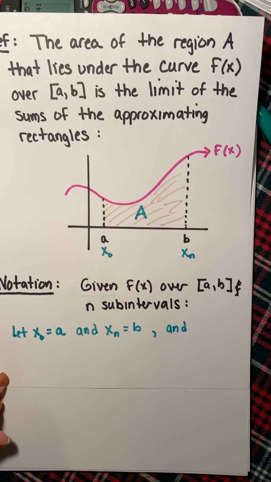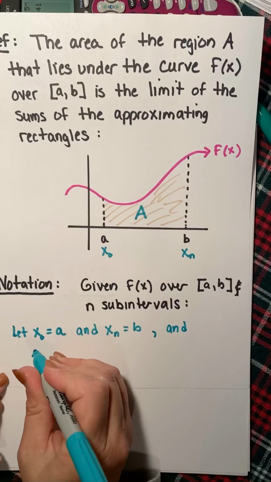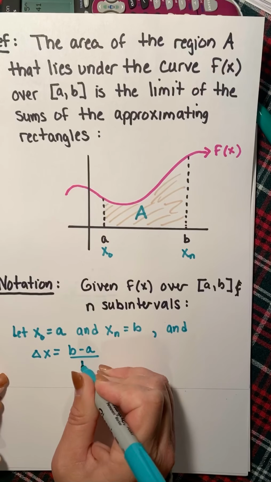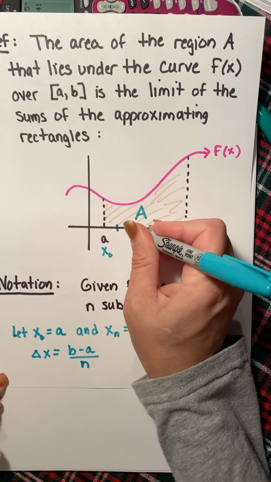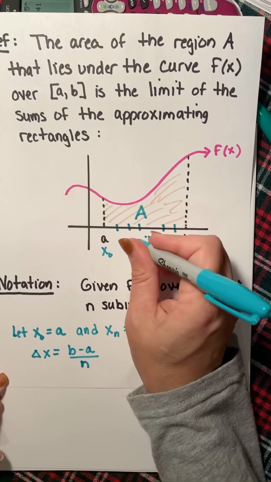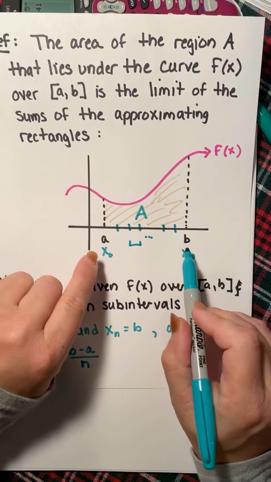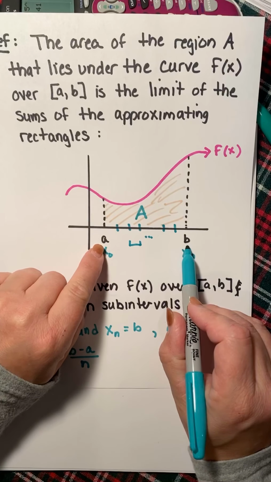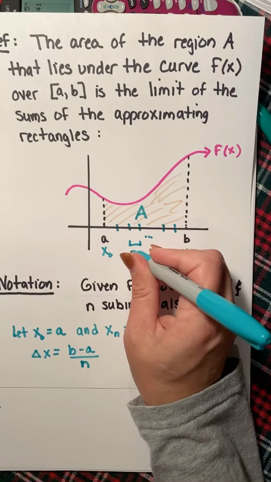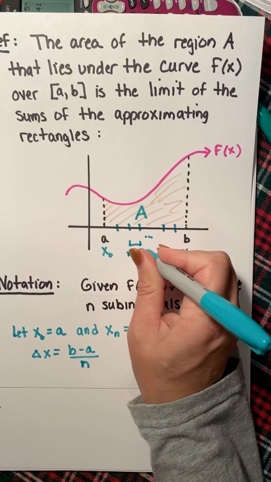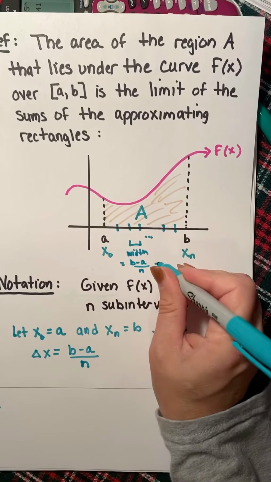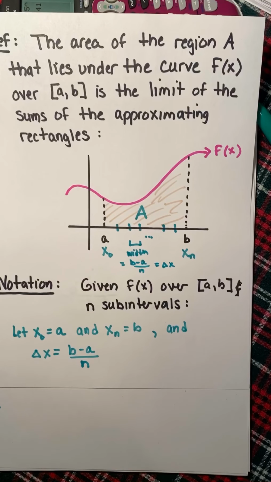And we're going to call delta x b minus a over n. So we're going to divide this into n subintervals, and the width of each of these is the difference between b and a divided by how many rectangles we choose to use. So this width is equal to b minus a over n. And we call that delta x, or the change in x.